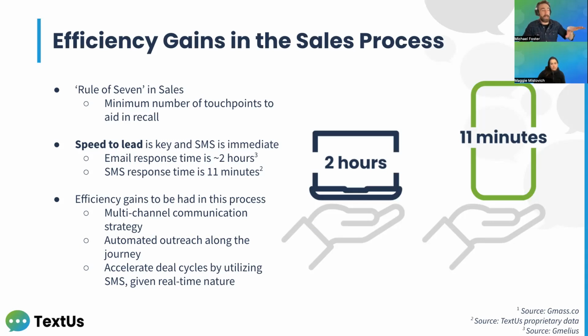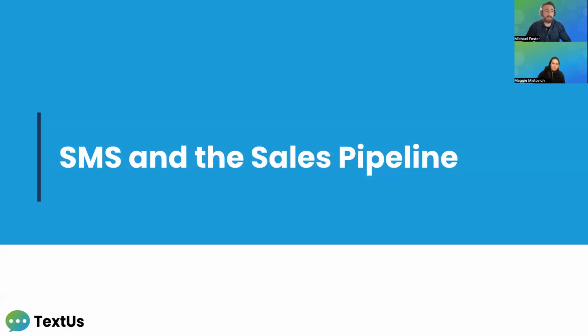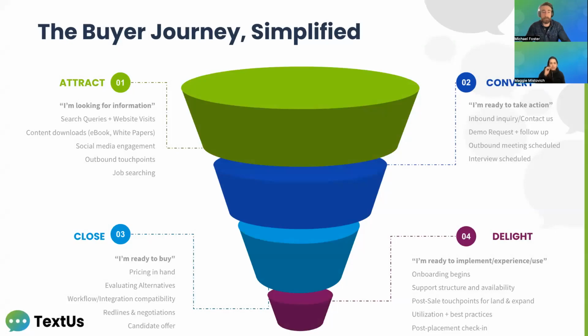So, interesting numbers on this slide. Email response time is 2 hours. Again, generous, Maggie. We definitely took the generous numbers here, and SMS response time is sitting around 11 minutes. So you can see the immediate impact, and you probably see where we're going with this: how SMS can immediately impact ROI from the very first step of the sales funnel. With that, I'll hand it over to Maggie, and we can crank into the pipeline and each stage. Yeah, right on.